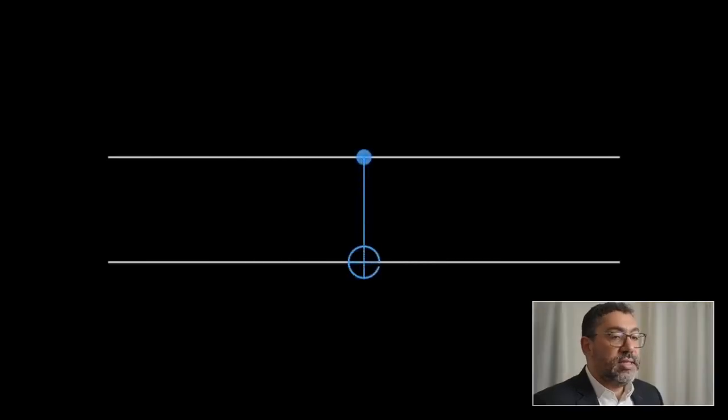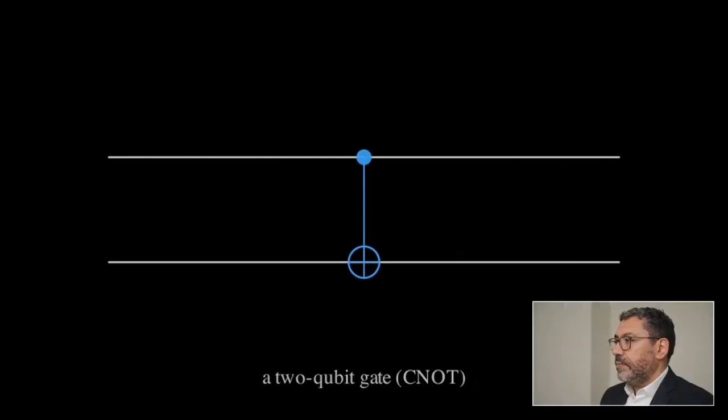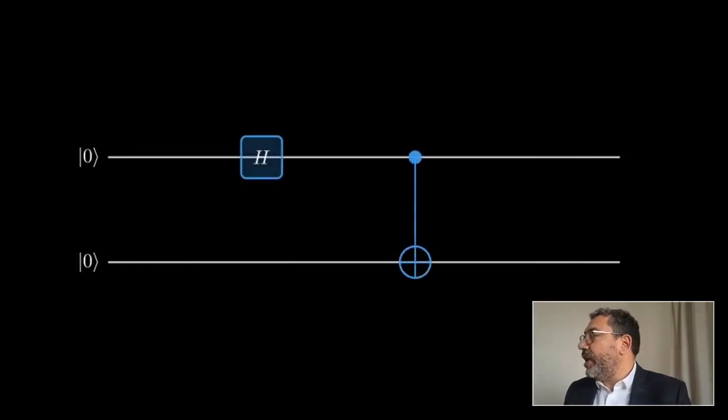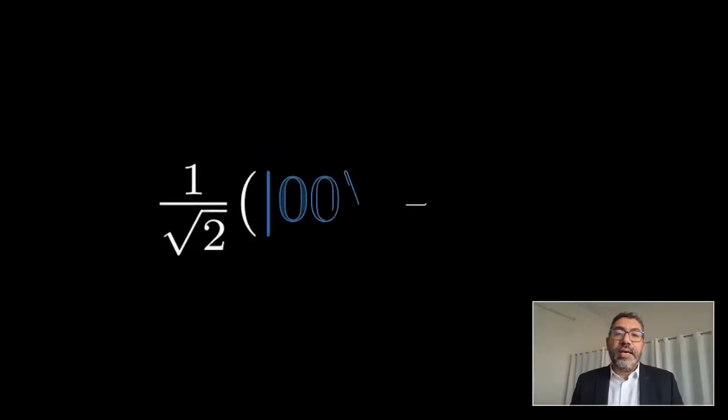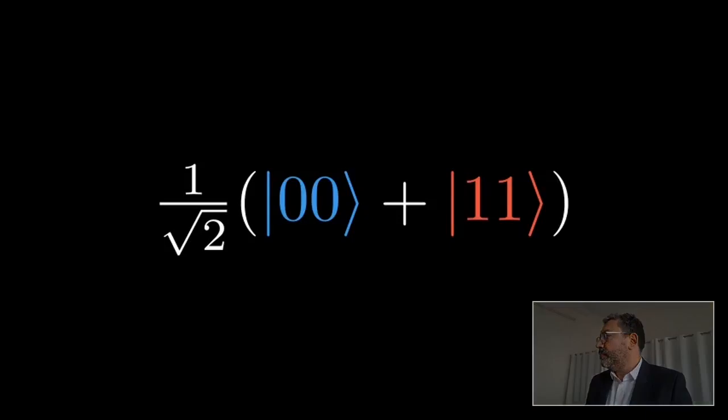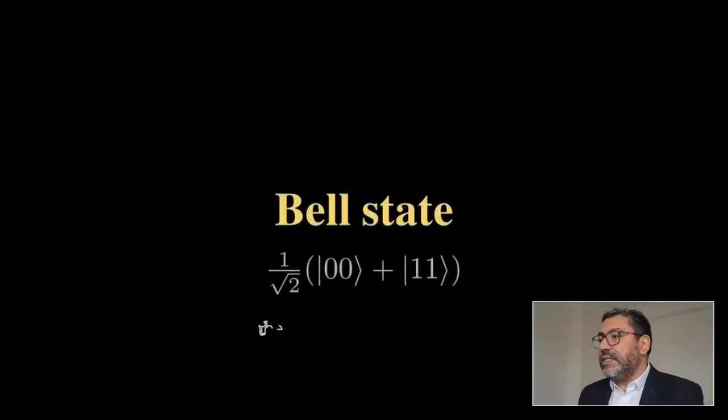Some gates act on 2 qubits. These gates can create links between qubits. For example, after creating superposition with H, a 2-qubit gate can create entanglement. The result can be a state like 0, 0 plus 1, 1, all over square root of 2. This is the famous Bell state. It is a simple mathematical example of entanglement.